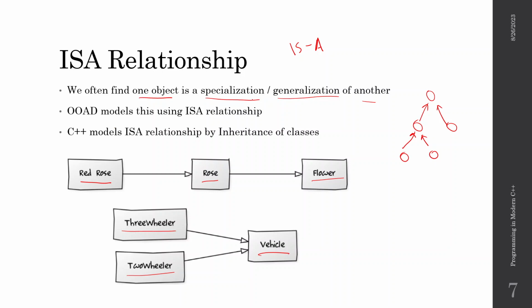So this fact that one object is a specialization of another, OOAD, as you know, is object oriented analysis and design. So OOAD models this using an is-a relationship. And now coming to C++, C++ models this by inheritance of classes. So there is a mechanism called inheritance by which we can model these is-a relationships. Okay.